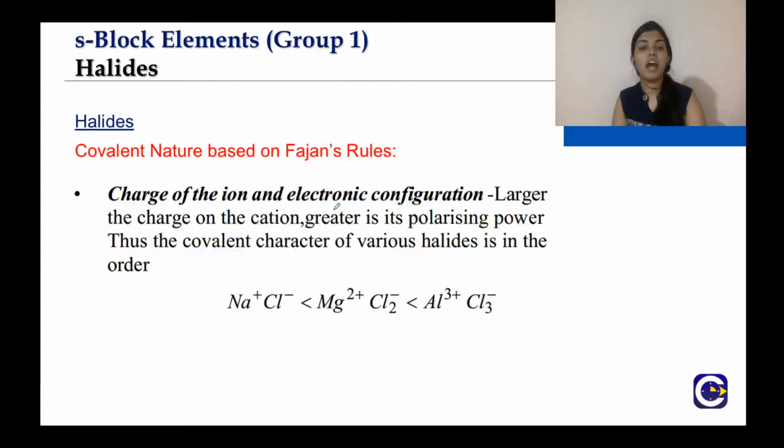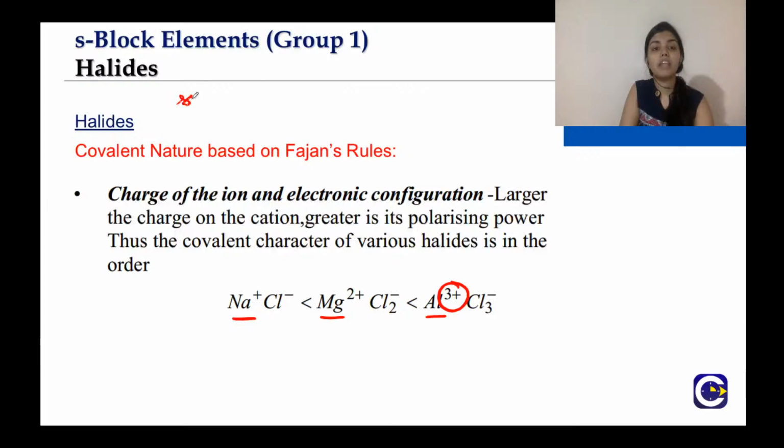Now, charge on the ion. Basically we know that if you increase the positive charge on the cation, that will mean the size of the cation will get smaller and smaller. So if you compare Al3+, Mg2+ and Na+, you will find that the one having a greater charge will be smaller in size, and therefore it will be able to polarize the anion more effectively and will be more covalent in nature.